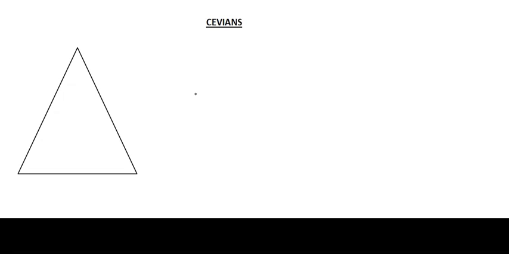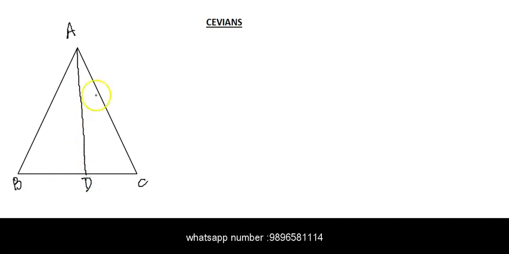So first of all, what is a Cevian? Basically a Cevian is a line that intersects a triangle's vertex to the opposite side. Let us say this is a triangle ABC. If I draw any line from this vertex to side BC, let's say AD, this is a Cevian. In the same way, this is also a Cevian. This is also a Cevian.